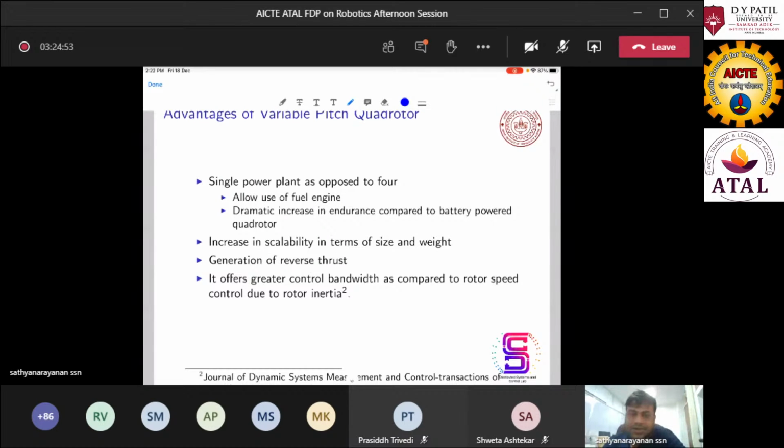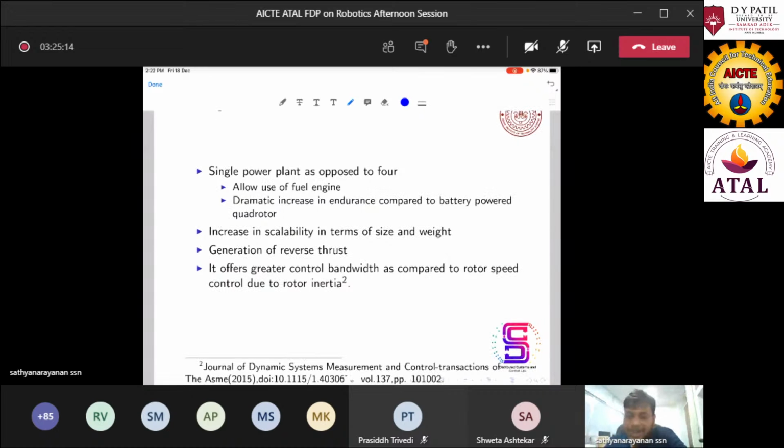So it is very useful when you are doing that 180-degree flip. Such a 180-degree flip is not possible in a conventional quad rotor, but in a variable pitch quad rotor you can use it. Thereby the maneuverability of variable pitch has been increased as compared to the conventional quad rotor.